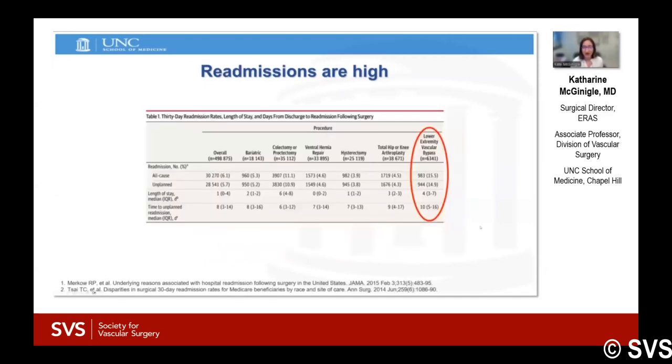And our admission rate is high too. This, of course, goes along with the high postoperative complication rate. And you can see here, this is from Medicare claims data from about 10 years ago, that 15% of patients who have undergone lower extremity bypass surgery will be readmitted for an unplanned readmission. This is more unplanned readmissions than all other types of surgery combined.